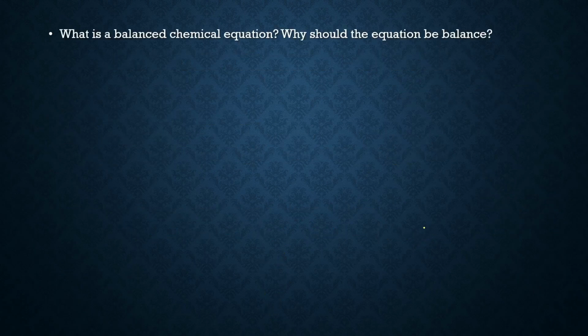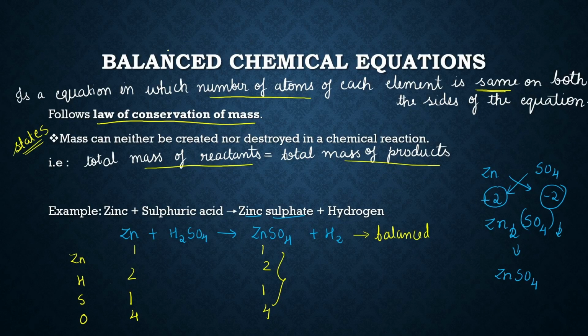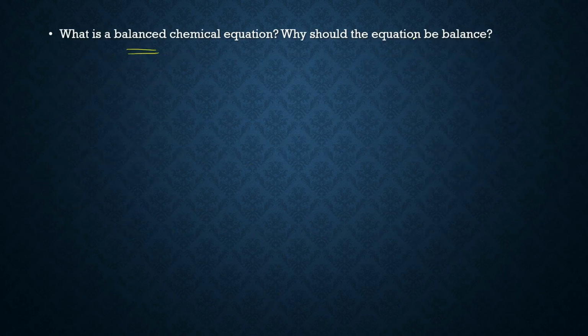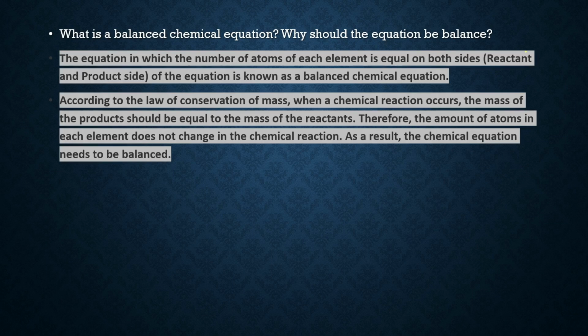Now let's move on to the next question. What is a balanced chemical equation? I've already given you the definition, that is the equation in which the number of atoms of each element is the same on both the sides of the equation. Now why should we balance it? It is a necessity in order to satisfy the law of conservation of mass. So in order to satisfy this law, we need to balance a particular equation. A detailed answer is given to you here. You can refer to this answer.